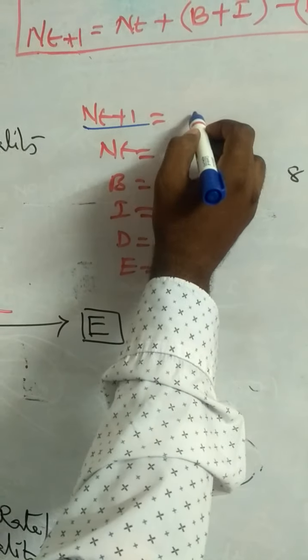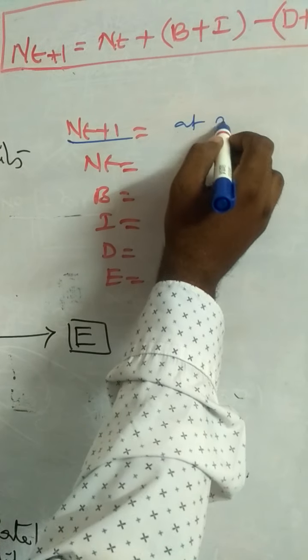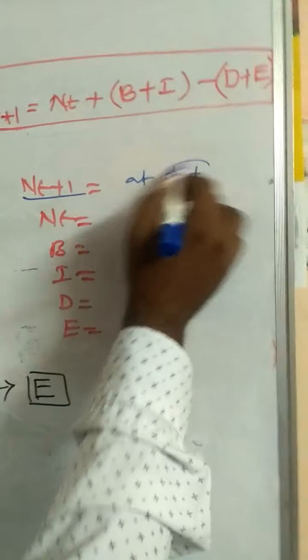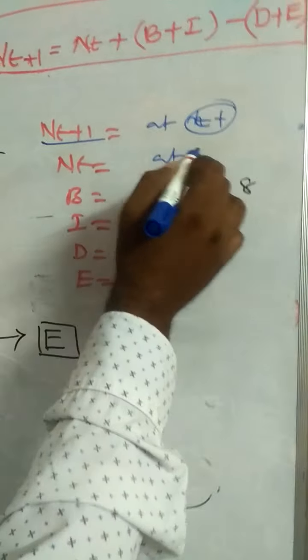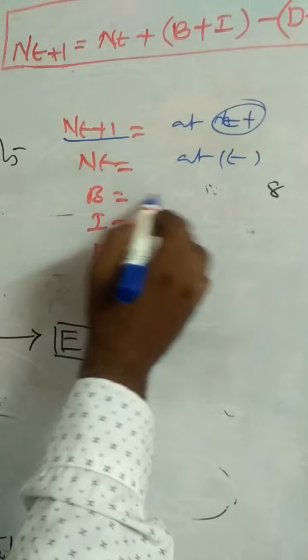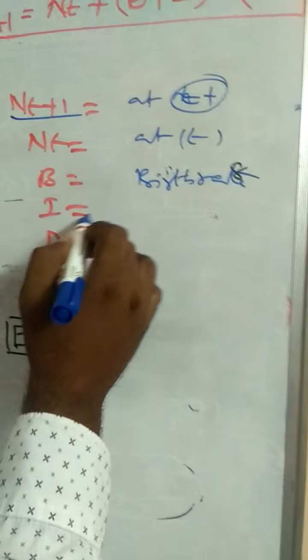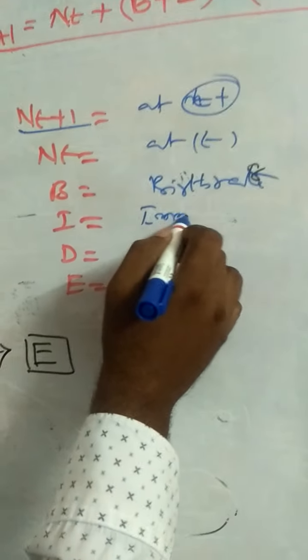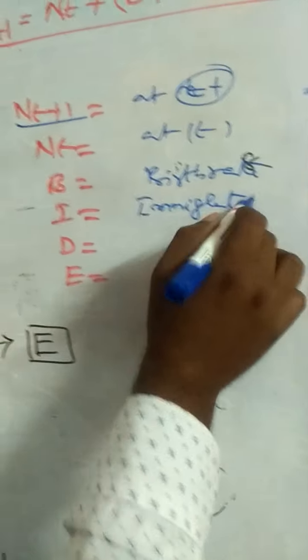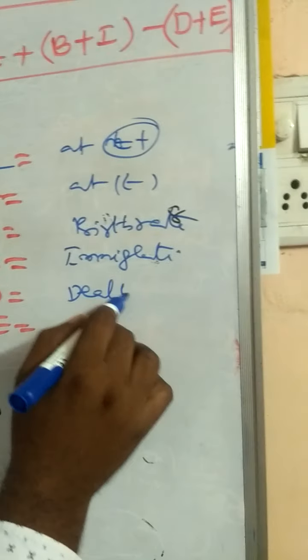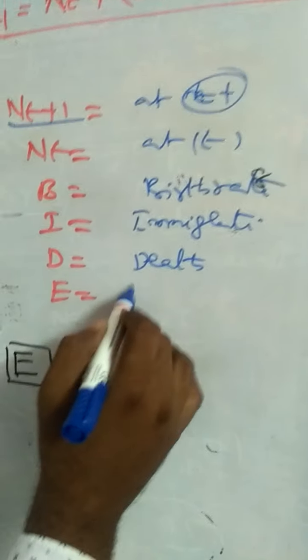Population density at time t plus 1 equals population density at t, plus birth rate, plus immigration, minus death rate, plus emigration.